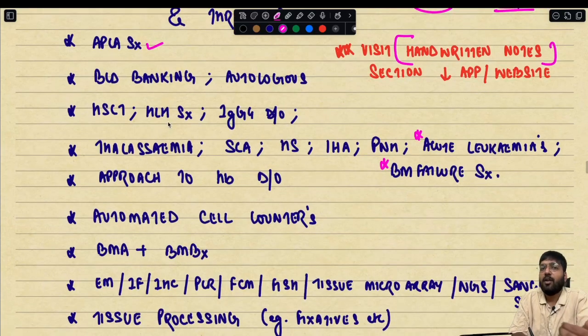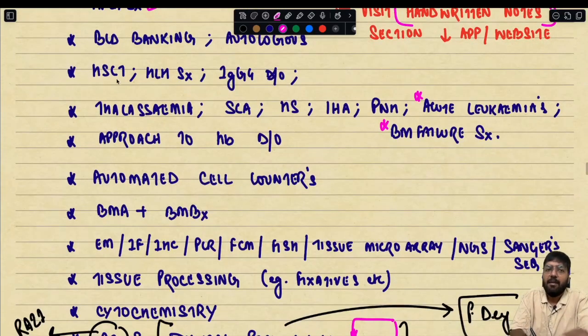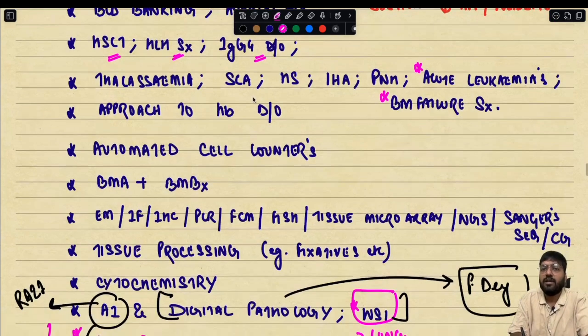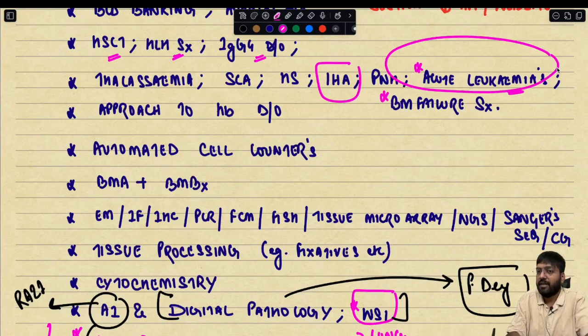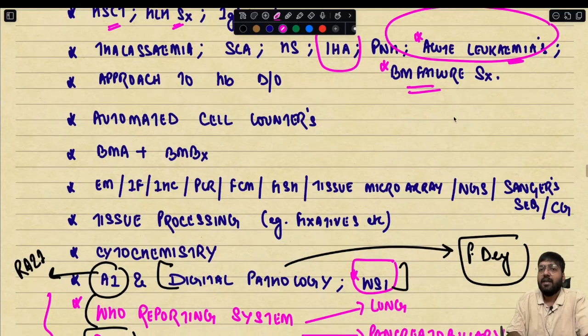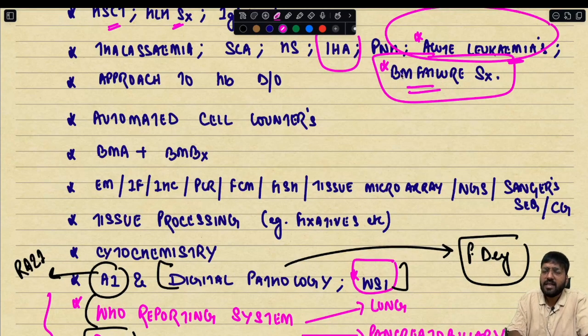Blood banking is there, autologous transfusion is there, hematopoietic stem cell transplant, HLH syndrome, IgG4 disorder, thalassemia, sickle cell anemia, hereditary spherocytosis, immune hemolytic anemia, PNH, acute leukemia is already under the systemic disorders I have given. Okay, bone marrow failure syndrome, these are all added over here again. Bone marrow failure syndrome again is very important repeated question. Then how will you approach hemoglobin disorders or hemoglobinopathies? Okay, that is a separate question.